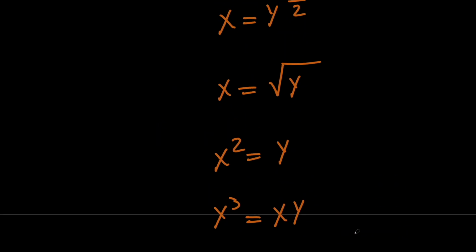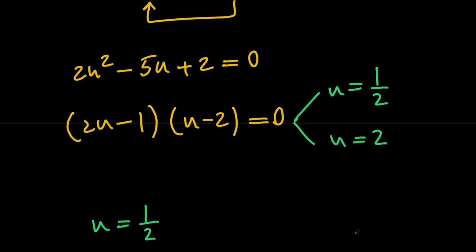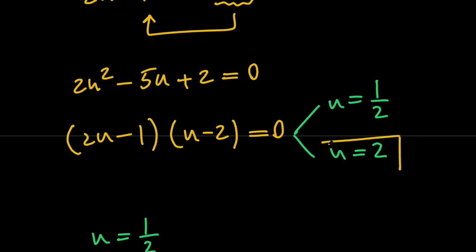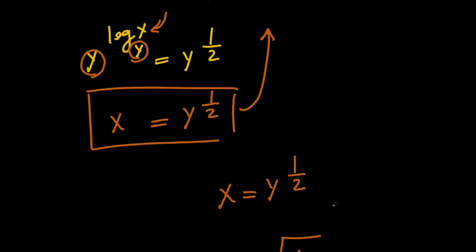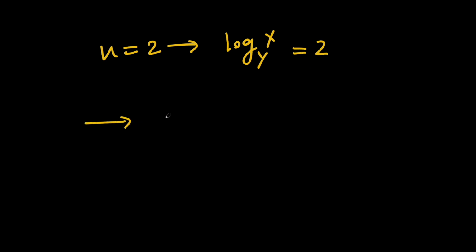Now, let's talk about the second case, where u equals 2. So if u equals 2, then that means that log x with base y equals 2. And from this, I can say that y squared equals x. And then by multiplying both sides by y, I'm going to get y cubed equals x times y.